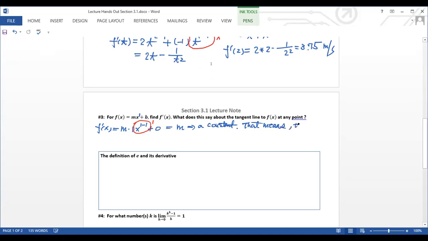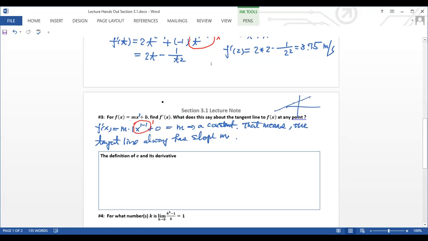Okay, so that means the tangent line always has slope what? Slope m, right? Because we know the derivative is defined as the slope of the tangent line, and because this is the line, the slope-intercept formula, right? So it could be like here, right? So every point in here is the tangent line for that.